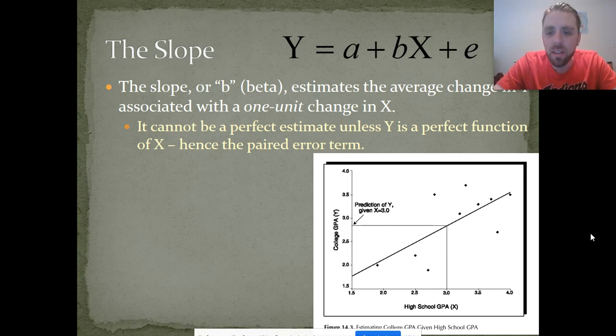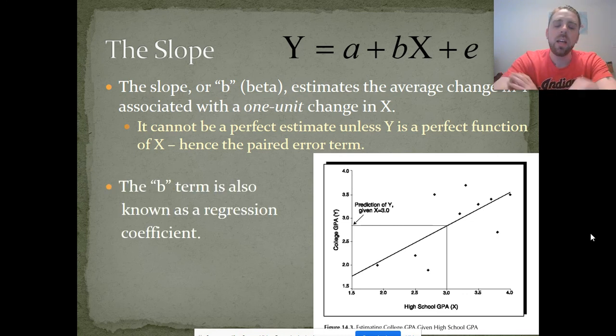So hence you have to pair the error term with it. This B term, the beta term, is also going to be known as the regression coefficient. It is the thing that you will be expected to interpret. You're going to need to know what A is and what E is, but B is really what you're interpreting, because that's what is happening to Y, given that change in X.